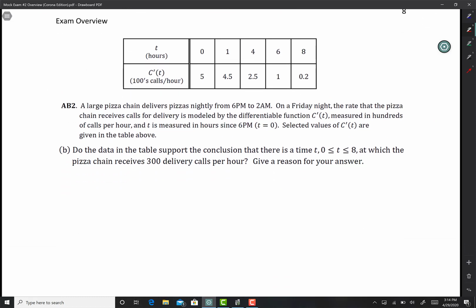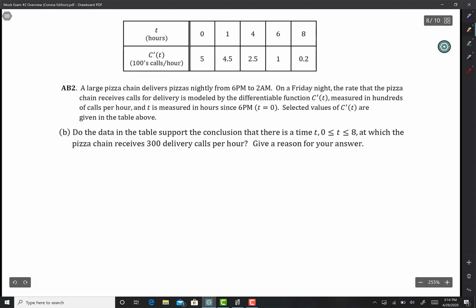Do the data in the table support the conclusion that there is a time between 0 and 8 at which the pizza chain receives 300 delivery calls per hour? Give a reason for your answer. Oh, yeah, of course, right here. So I would say probably something like c prime of 1 equals 450. And then I would probably go c prime of 4 equals 250.